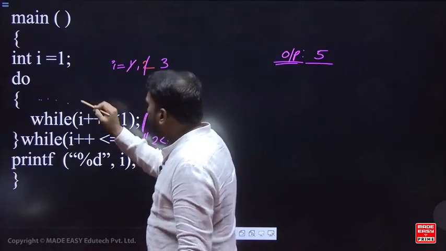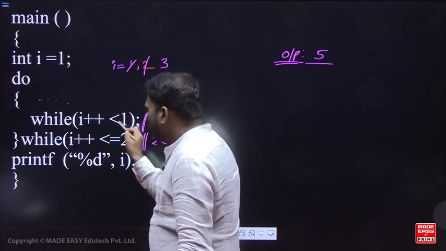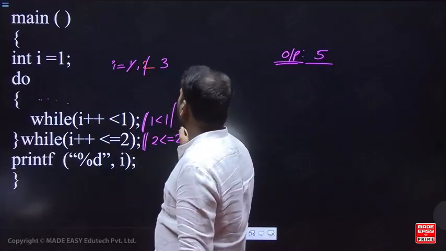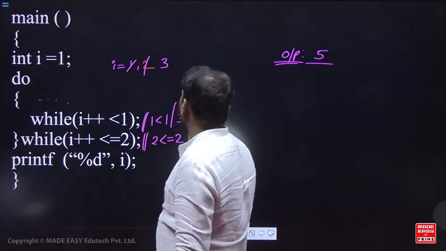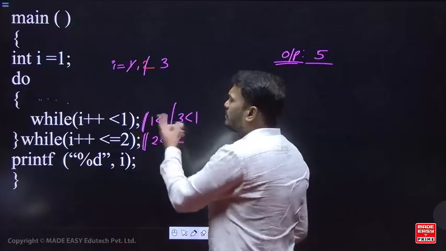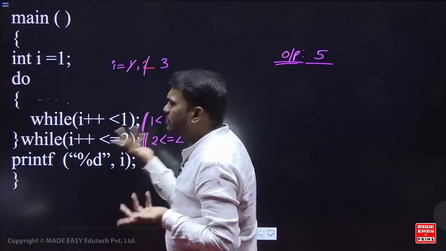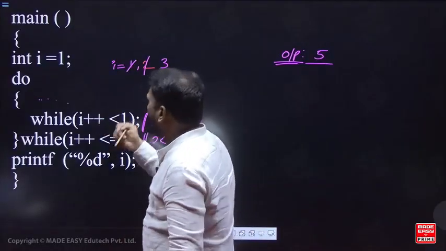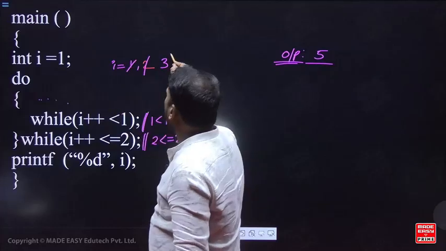Next, again you do. When you do, what happens? while i++ < 1, what is the I value you take here? Next, okay, the I value is 3, 3 less than 1. Now tell me, 3 less than 1, true or false? False. If it is false, you come out of the while loop. You come out of this while loop.